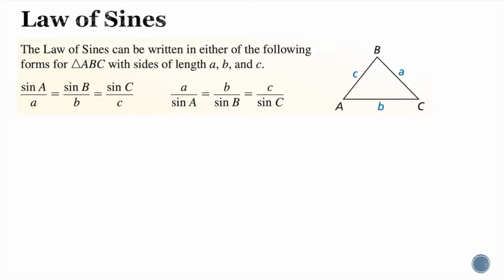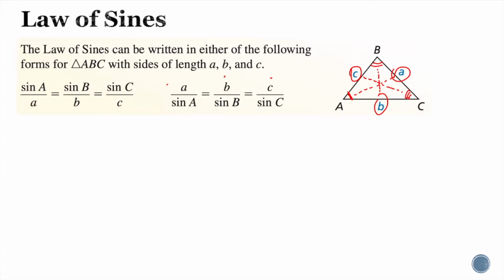So, the law of sines states that the sine of angle A divided by the opposite side A is equal to the sine of angle B divided by the opposite side B, which is also equal to sine of angle C divided by the opposite side C. The reciprocal is also true, where you have A divided by sine of A, B divided by sine of B, and C divided by sine of C.